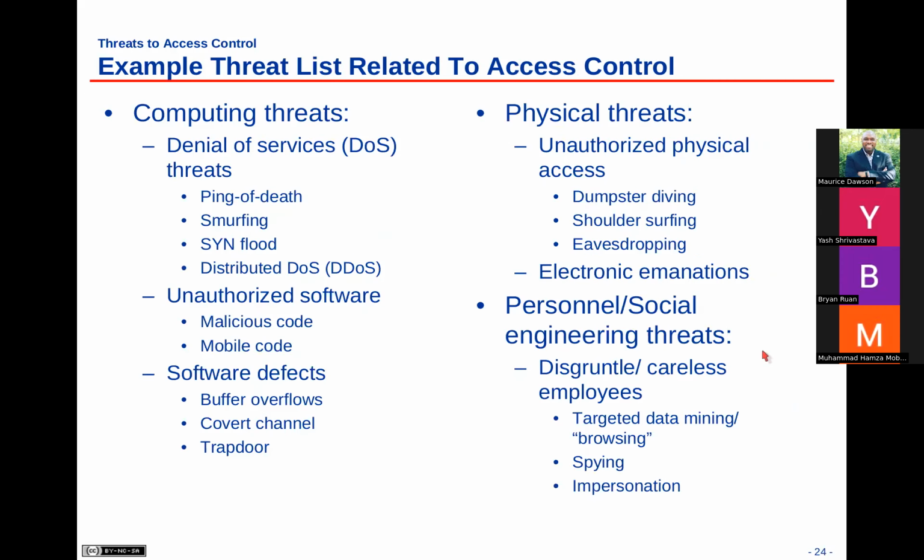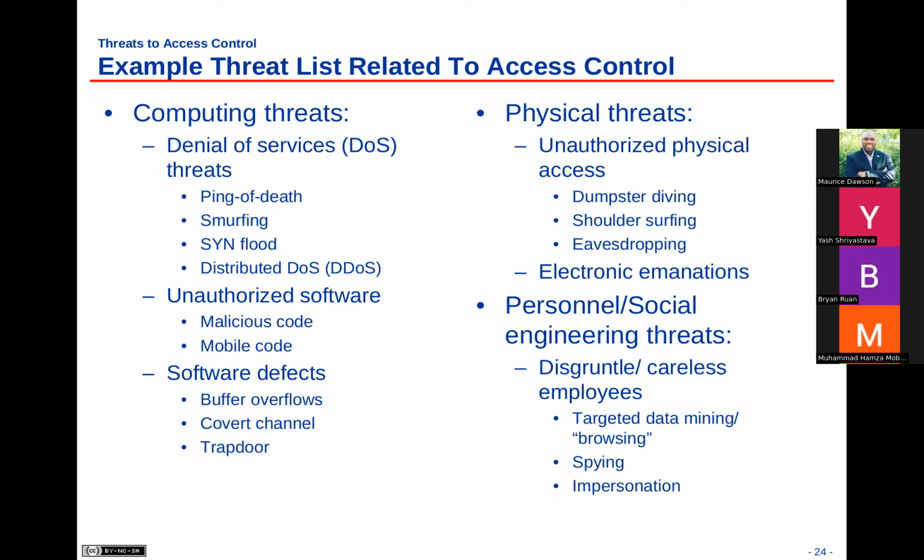All right, so there's a number of different threats related to access control. We'll look at computing threats: denial of service, unauthorized software. This one is interesting because you can do a number of things to check source code if you have the source code available. We'll run a number of tools to do a static code analysis so you can actually check the code.